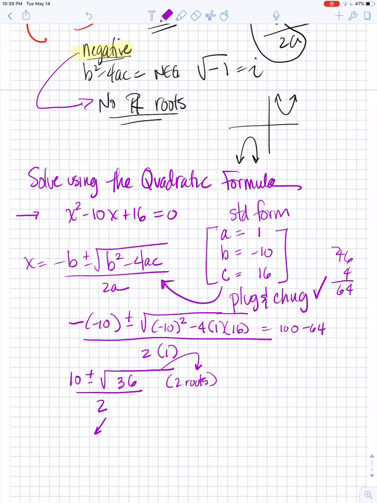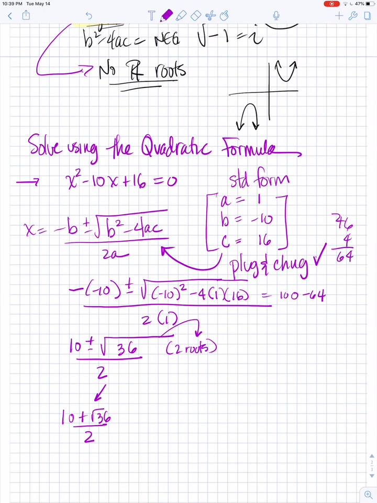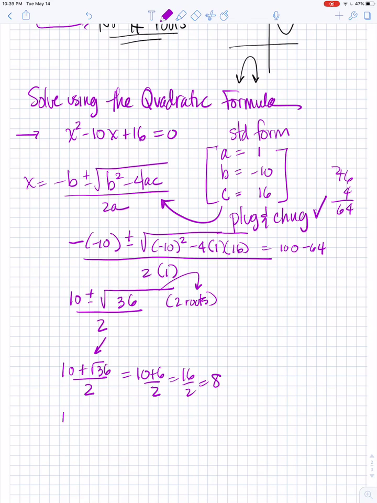All right, so one of the roots is going to be 10 plus the square root of 36, and we're going to divide that by 2. So we know that. That's 10 plus 6 divided by 2. That's 16 divided by 2. And that's 8. That's one of our roots. Well, it's true that we also do 10 minus the square root of 36 divided by 2. So that's going to be 10 minus 6 over 2, and that's going to give us 4 over 2, and that's going to be 2. So the answer is 2 and 8.